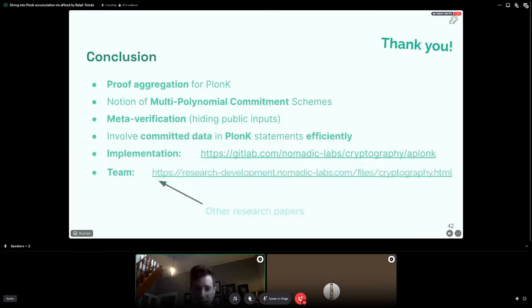Okay. So in conclusion, I showed you proof aggregation for Plonk based on Stackpack. I briefly passed over the notions of multi-polynomial commitments and meta verification, as well as committed data in Plonk statements. We have an implementation. Everything's open source, so have a look. And this is not the only work that we've been working on. So have a look at the other work. We did quite a lot of work on Plonk array optimization and circuit optimization, which can be of interest. Thank you.